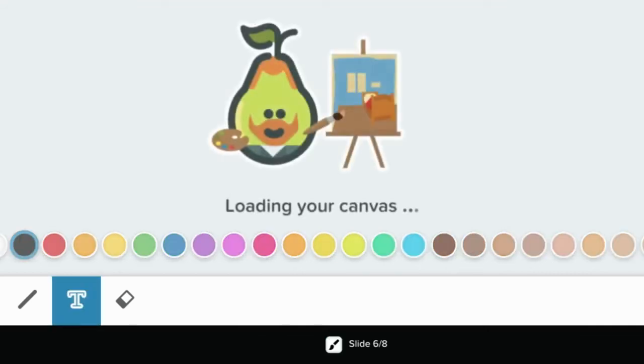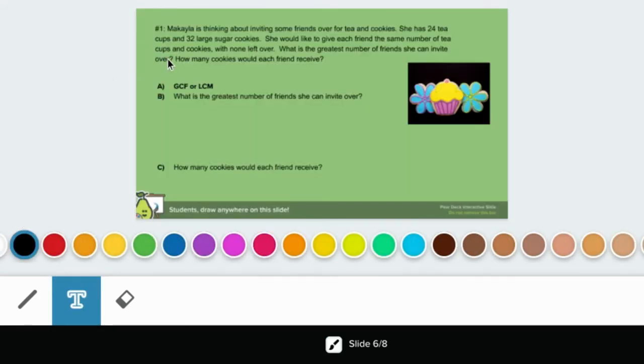All right, the next example, this is actually number 1 on your class work. So Michaela is thinking about inviting some friends for tea and cookies. She has 24 teacups and 32 large sugar cookies. She would like to give each friend the same number of teacups and cookies with none left over. What is the greatest number of friends she can invite over, and how many cookies would each friend receive?